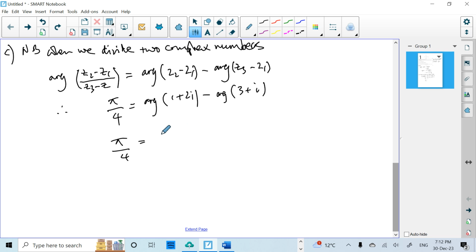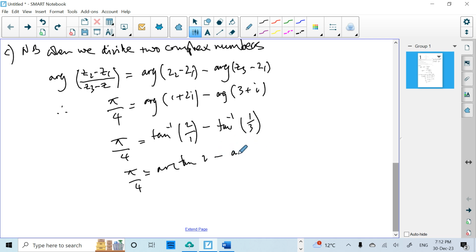Pi over 4 is equal to tan to the minus 1, that's our argument, tan to the minus 1 of, now, this gives us 2 over 1, and minus tan to the minus 1, or the inverse tan of 1/3. And that gives us pi over 4, which is equal to arctan 2 minus arctan 1/3. And that's it. That's part C done.